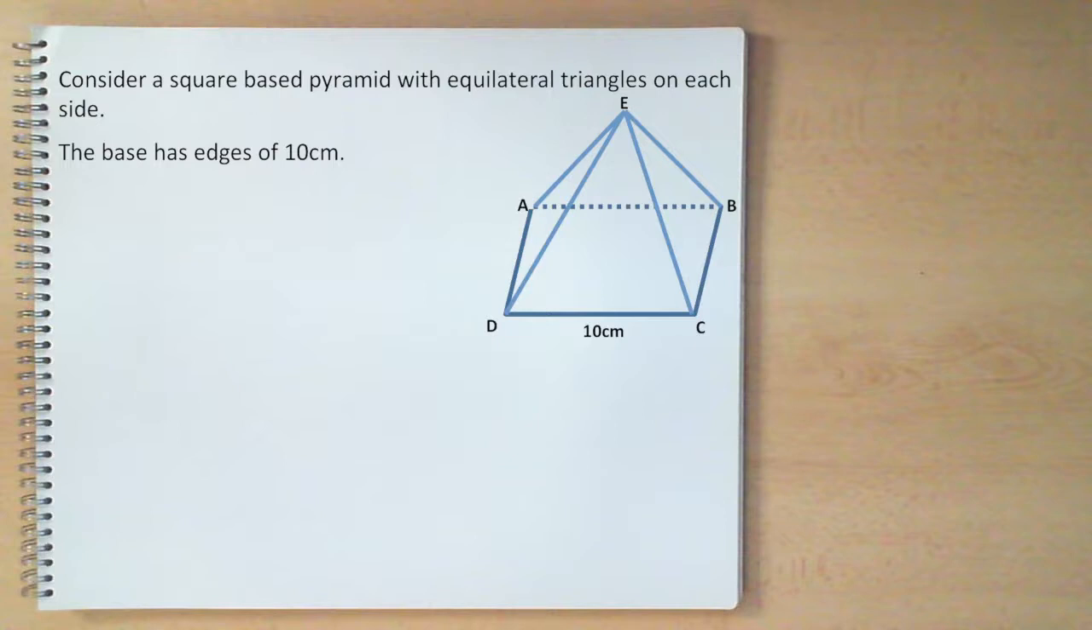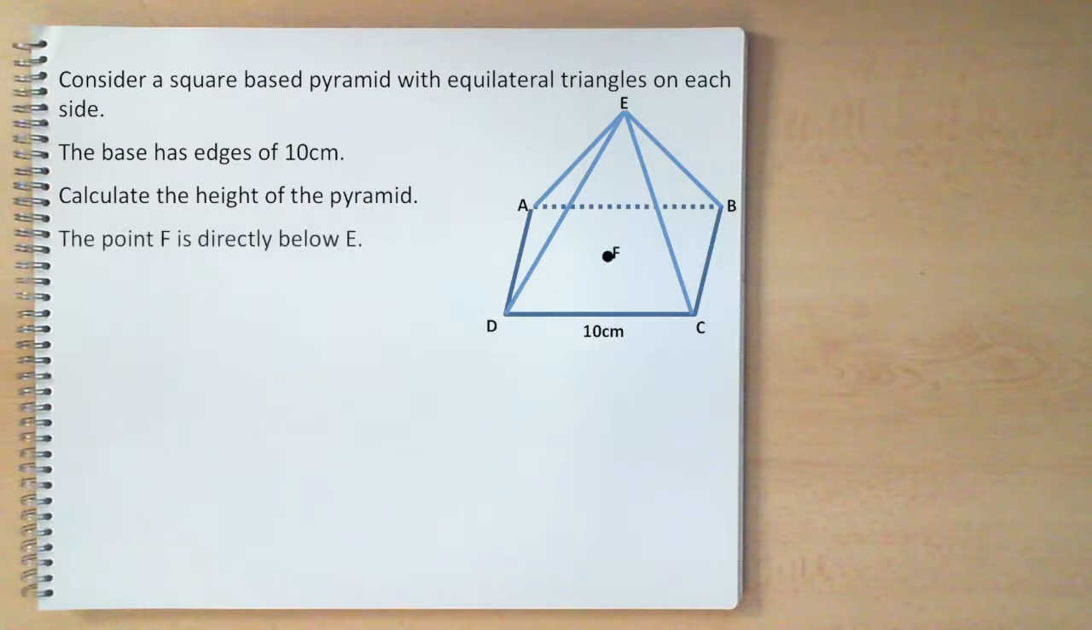And because the base has edges of 10 centimeters and we have equilateral triangles, the lengths of the sides CE, DE and so on are all 10 centimeters. The question we're being asked is calculate the height of the pyramid. First of all, we're going to mark a point on the base of the pyramid that's directly below the apex E. And so the distance E to F is going to be the height of the pyramid.